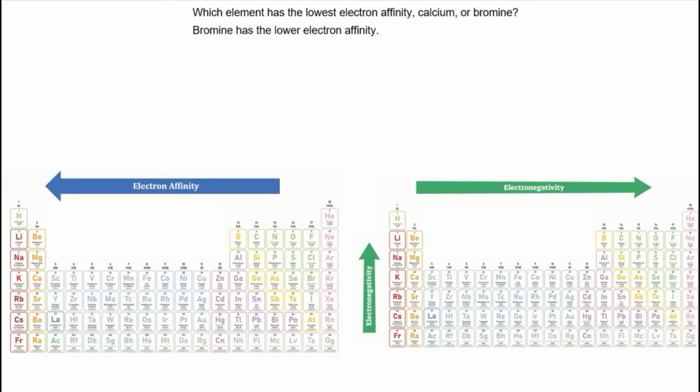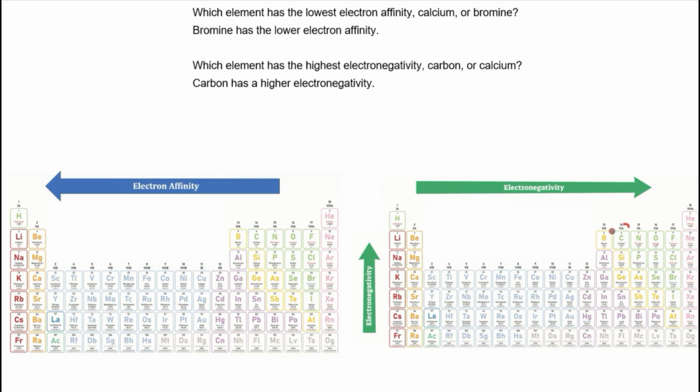Okay, so if we're going to compare carbon and calcium and see which one has the highest, let's find them on the periodic table. Okay, well here is carbon and calcium is over here. So a lot of times when I'm doing the trend for electronegativity, I just try to think about which one of these elements is closer to fluorine, because the closer it is to fluorine, the more electronegative it is. And definitely carbon is closer to fluorine than calcium, which is way over here to the left. So carbon will have the higher electronegativity value. That means it attracts an electron more strongly than calcium.